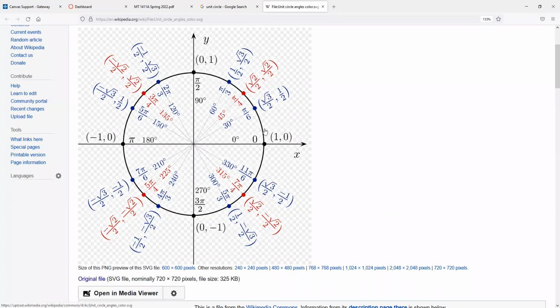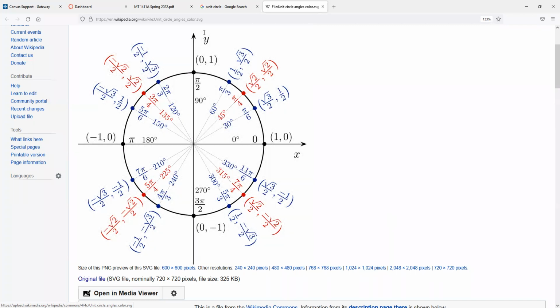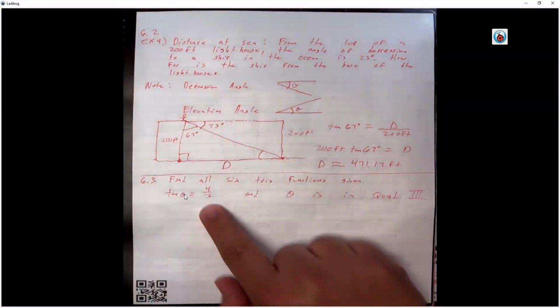So quadrant 3 is over here, right? Do you agree that x and y are both negative? So that means that cosine is negative, sine is negative. Tangent is defined as sine over cosine. So negative divided by negative would be positive. So do you see why tangent is positive here when it's in quadrant 3?